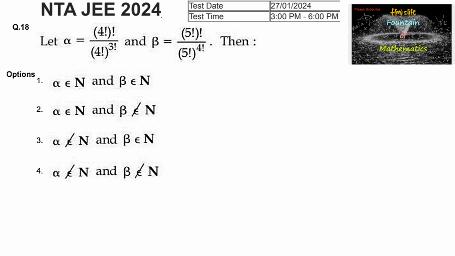Let alpha be equal to (4 factorial) whole factorial upon (4 factorial) to the power 3 factorial, and beta be equal to (5 factorial) whole factorial upon (5 factorial) to the power 4 factorial. Then verify whether alpha and beta are natural numbers or not. Clearly alpha is equal to 4 factorial is 24, 24 factorial upon (4 factorial) to the power 3 factorial is 6.